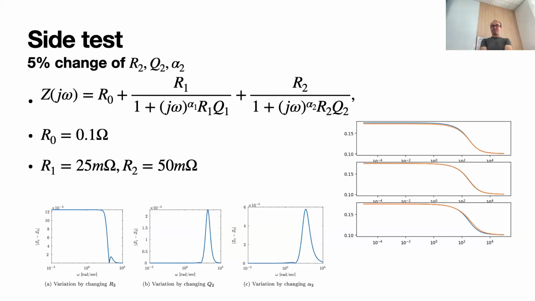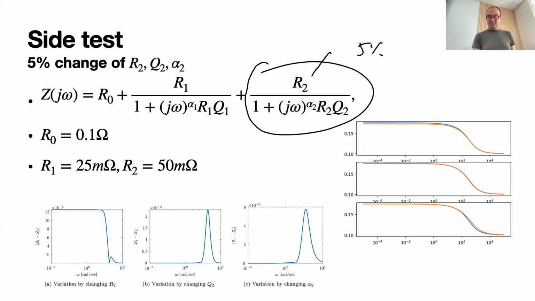So what I have here is a simple equivalent circuit model. I'm going to go through actual experimental results. What I have here is a simple RQ model, and I'm going to change the values of this pole by 5%. And I'm drawing the modulus of the impedance here. So this is when I change R2 by 5%, Q2 by 5%, and alpha 2 by 5%.